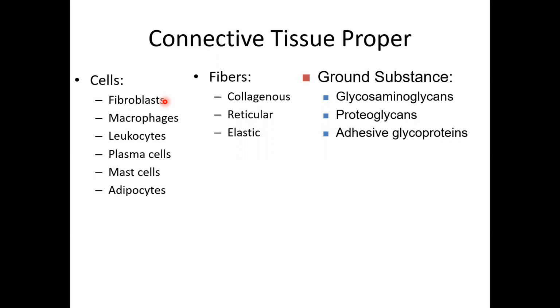There's lots of extracellular material. The fibers will be collagen. We have reticular fibers, which kind of make a mesh, and we have elastic fibers, which can stretch and rebound. The ground substance, the sort of gel that's surrounding all of this, will be made up of a protein carbohydrate blend, these things called glycosaminoglycans or proteoglycans, and some adhesive glycoproteins, much like we'd find in the basement membrane.